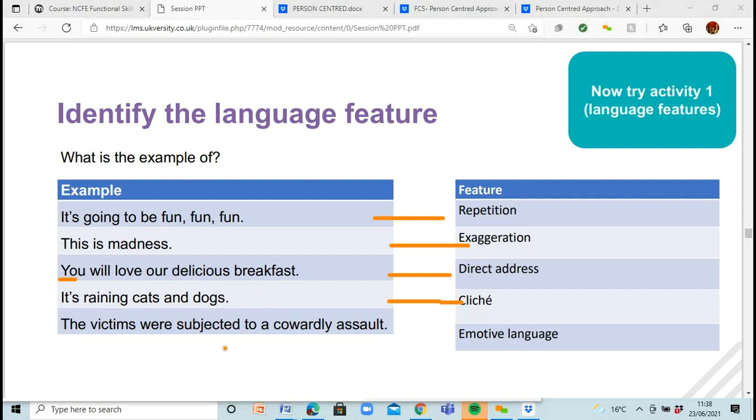And then the victims were subjected to a cowardly assault. So you've got cowardly as emotive language there. Got the victims to show that those people that had that assault done to them were victims. So you've got emotive language to make you feel strongly towards something, feel angry at the people who assaulted these victims, and also feel really bad that something happened to these people.